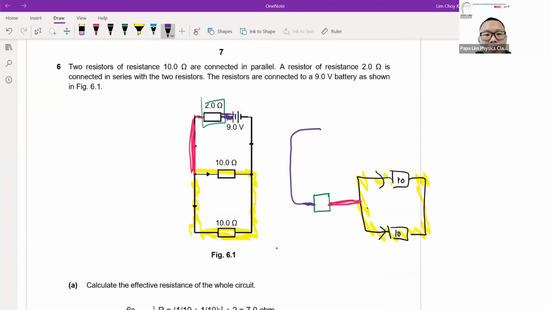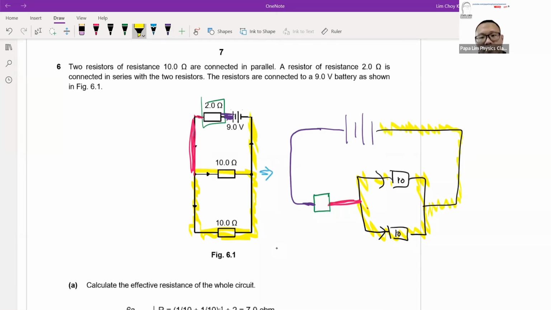So I lengthen the purple color cable all the way, and the end of the purple color cable is connected to the cells, the battery. Then the black color cable is here. I'll highlight this cable. It's actually here. This is what I mean by rearranging the circuit. Now my 9-volt battery is here.